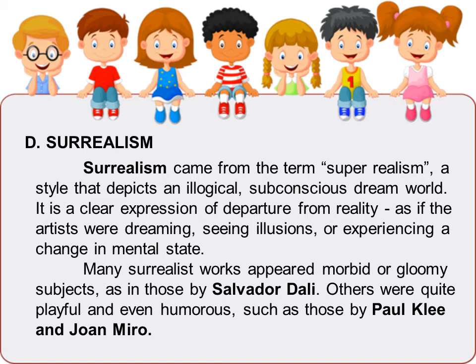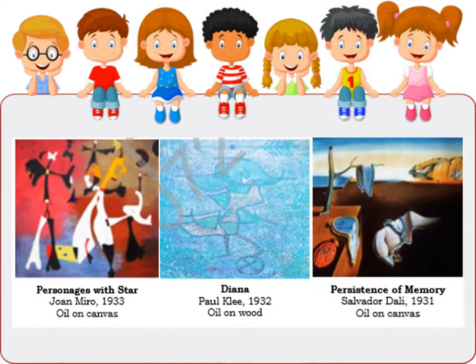Many surrealist works have morbid or gloomy subjects, as in those by Salvador Dali. Others were quite playful and even humorous, such as those by Paul Klee and Joan Miro. These are the artworks of Joan Miro, Paul Klee, and Salvador Dali. The Personage with Star is a work by Joan Miro, the Diana is by Paul Klee, and The Persistence of Memory is by Salvador Dali.